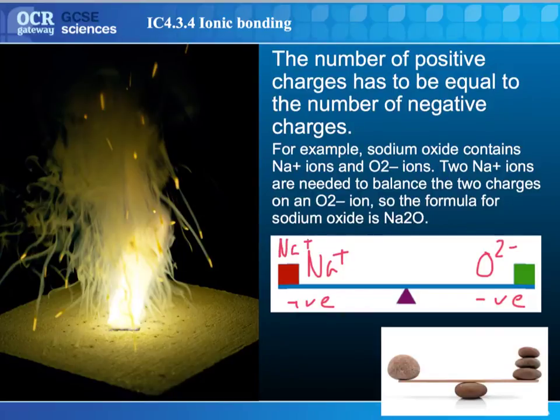Meaning that overall you have 2 sodiums and 1 oxygen, which is written out in the form Na2O. This procedure can be used with any positive and any negative ion to predict any ionic compound. It could be magnesium fluoride, which would be MgF2. It could be aluminium oxide, which would be Al2O3. They all work in this way, as long as you remember that the number of positive charges has to equal the number of negative charges.